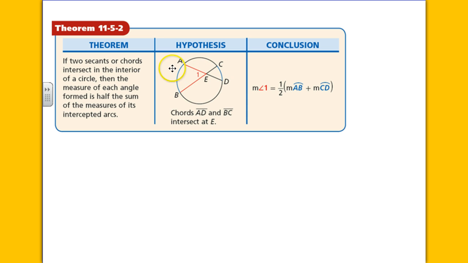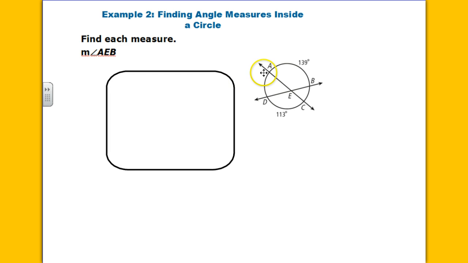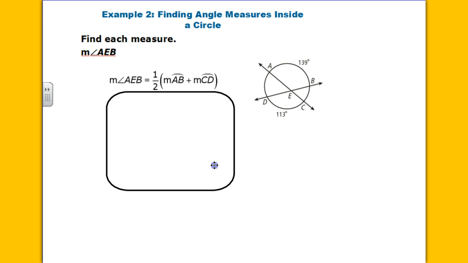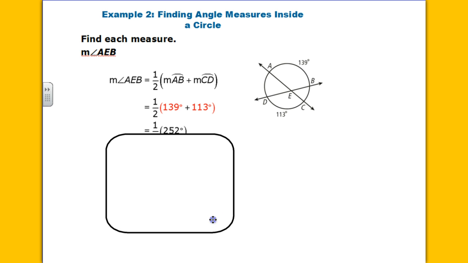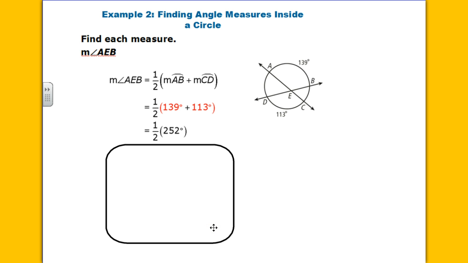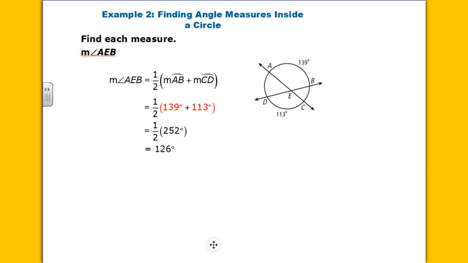And so that's kind of interesting. We add the two and take half. So let's find the measure of AEB. Okay, so AEB is formed by these intersecting secants, AC and DB. And so AEB has this arc AB, and opposite it is the arc DC, right? So we're going to add those arcs and then take half of their sum. So 139 plus 113 gives us 252, and half of 252 is 126 degrees.